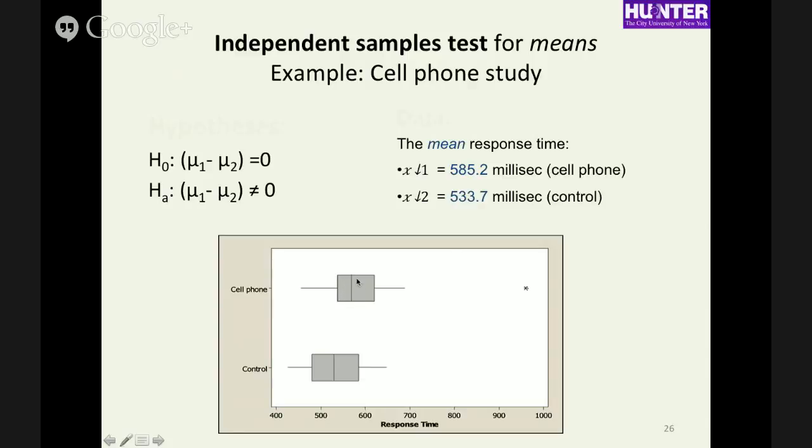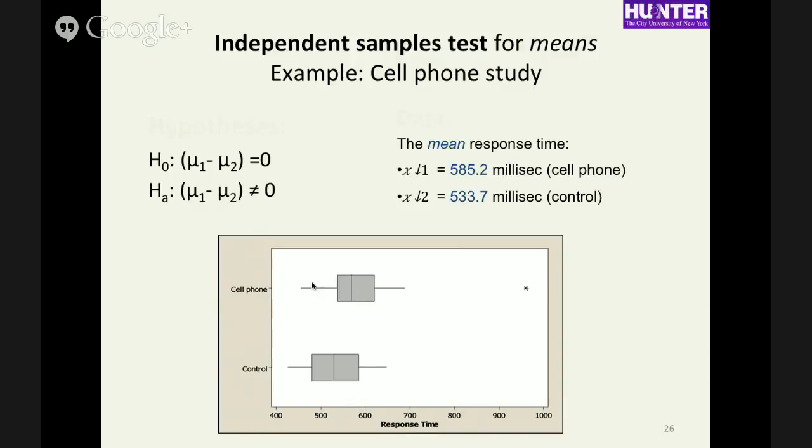So the mean is a little bit higher in the cell phone than the control group. There's plenty of overlap, like there are some pretty slow people in the control group and some pretty fast people in the cell phone group, but our hypothesis tests are about the average. It's not the individuals that matter, it's the average.